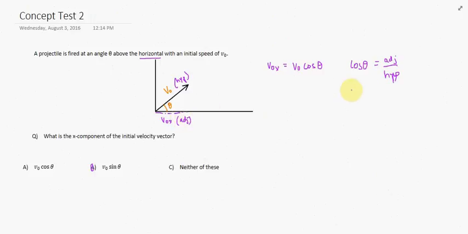I could rewrite this as the cosine of theta is equal to this v sub naught x over the hypotenuse, v sub naught, and I multiply both sides out. V sub naught cosine of theta is equal to v sub naught x. Okay, so the correct answer therefore is A.